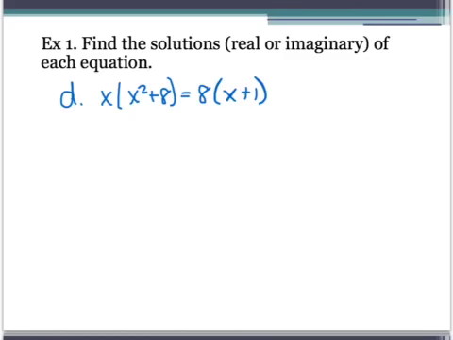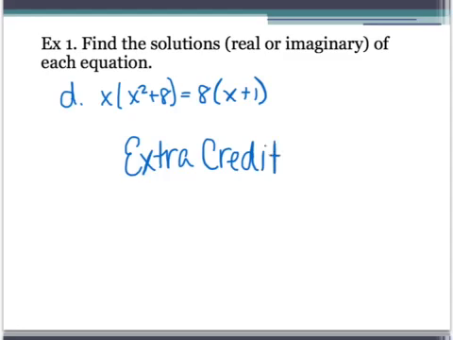Okay, for example 1, problem number D, I'm going to leave this to you, and this is going to be extra credit, so you could try this on your own. I will give you some words of advice. I would first distribute, get rid of all parentheses, and then I would make sure that it's set equal to 0. And from there I would go ahead and try to factor. So whenever you get this done, bring it up to me and I'll let you know if you received any extra credit for it. Good luck.